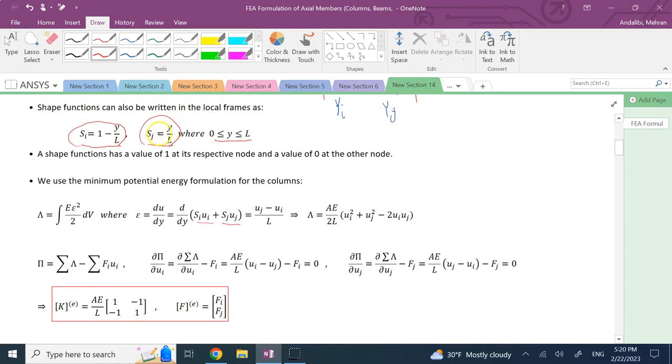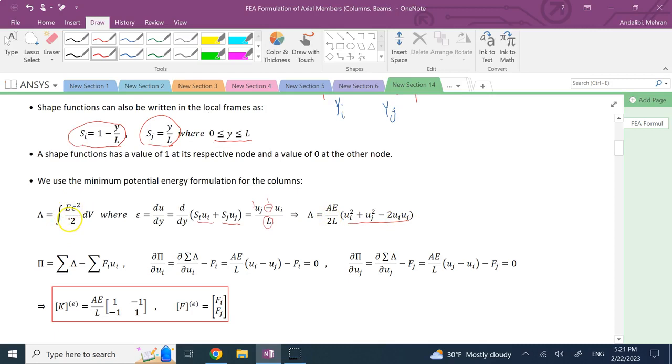Clearly the derivative of sj with respect to y is 1 over L, which you can see here, and that's the L over here. The derivative of si with respect to y is negative 1 over L, which you can see here. So the whole derivative is going to be uj minus ui over L, and that's your epsilon, or strain. If you square it, this is the square term, and you can assume this is constant over the volume, so you can bring it out.